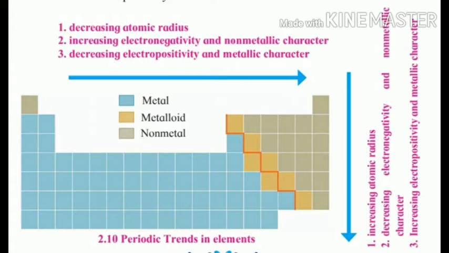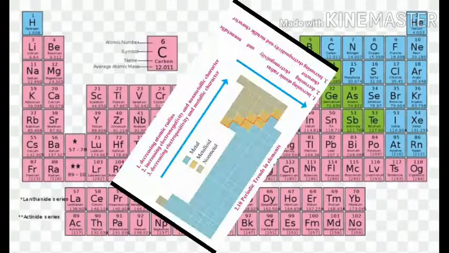It is seen that the metallic elements like sodium and magnesium are towards the left. When we move from left to right, there is a decrease in atomic radius, an increase in electronegativity and non-metallic character, and a decrease in electropositivity. When we move downward in the periodic table, there is an increase in atomic radius, a decrease in electronegativity and non-metallic character, and an increase in electropositivity and metallic character.